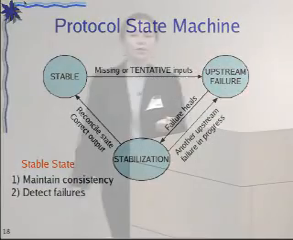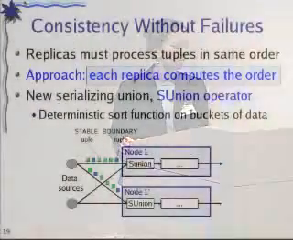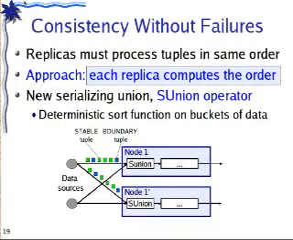Starting with the stable state, where we want to maintain consistency and also detect failures. To maintain consistency, because we have deterministic operators, we have to make sure that all the replicas process input tuples in the same order. And we would like to do this in a way that the replicas don't have to talk to each other to agree on what this order should be. Instead, we introduce an operator that we call S-union.